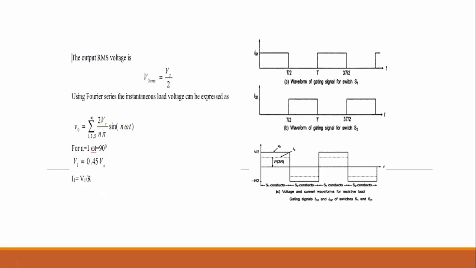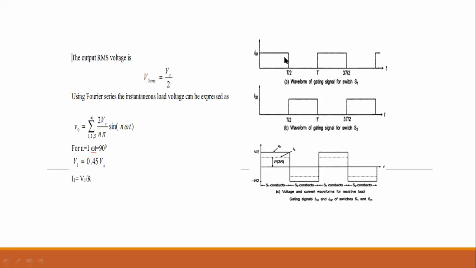This is the waveform, the signal that is provided to S1. If this is a firing pulse, it will be provided to the T1 thyristor, which can be used in place of S1. Its turn-on timing will be from 0 to T by 2 seconds. After that, if we want to turn on the S2 switch, we have to provide a gate firing pulse to the thyristor T2. So this will be the shape for thyristor T2.